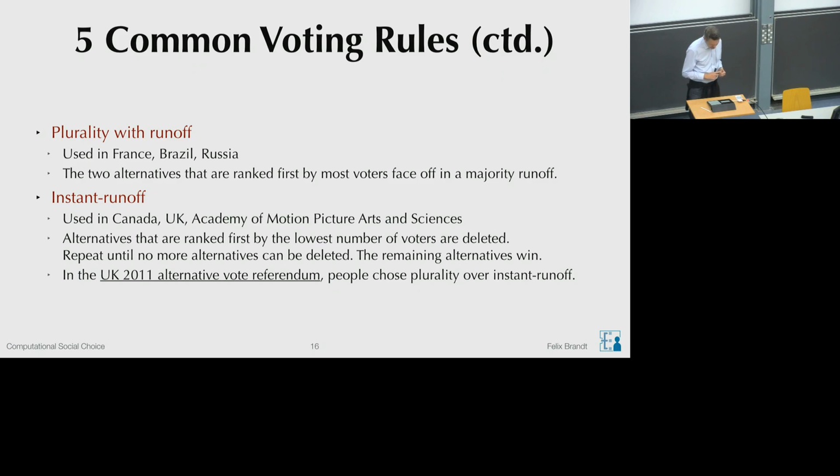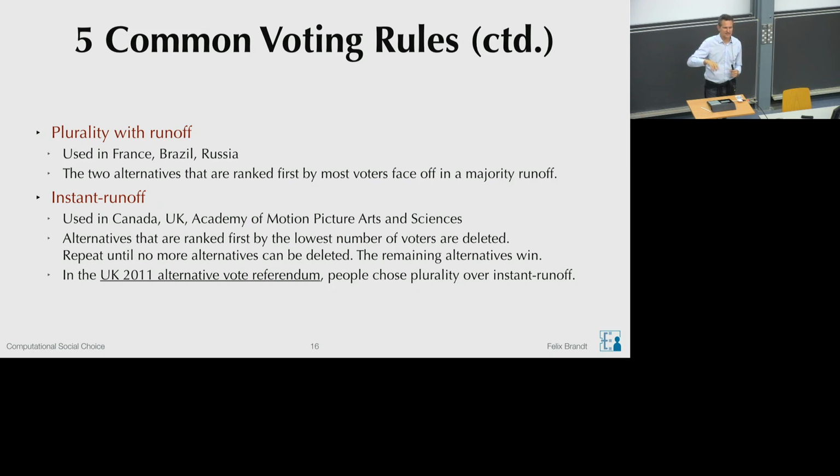So here the idea is as follows. Here candidates are completely rank ordered, like with Borda's rule. So every voter submits a complete ranking of all the alternatives. Then you count the plurality score. So you check how many times each of the alternatives is being ranked first. And then you delete the alternative with the lowest score. Okay? And that means those people who have ranked this alternative first don't have a first ranked alternative anymore. And then their second ranked alternative moves up.